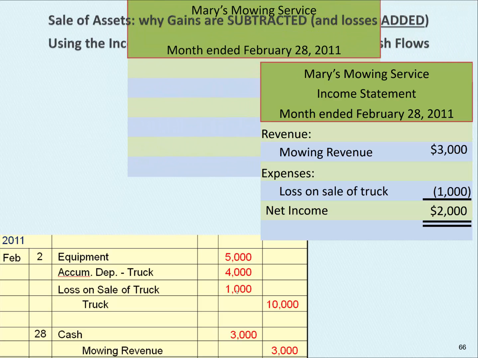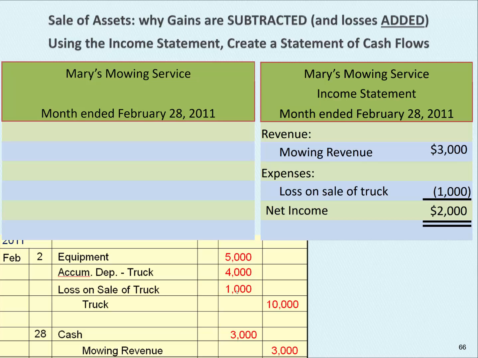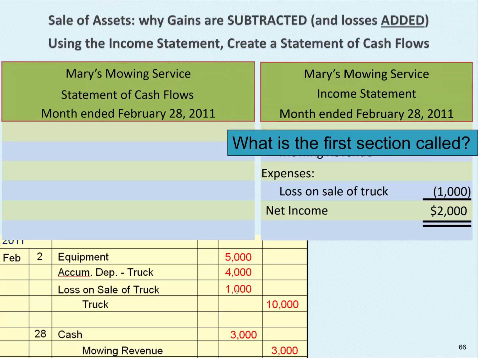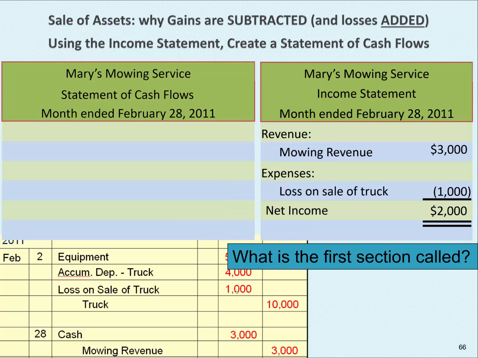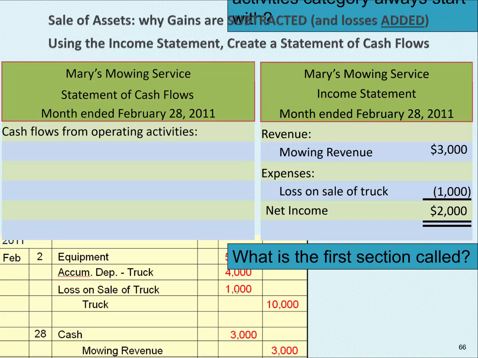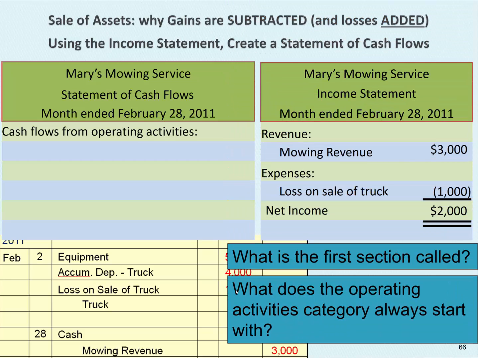So here is the format for our statement of cash flows. And what's the first section called? Cash flow from operating activities. And what does the operating activities category always start with? Net income. So how much is our net income? $2,000.